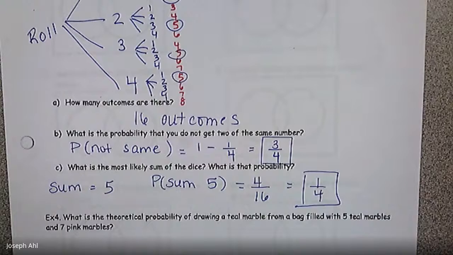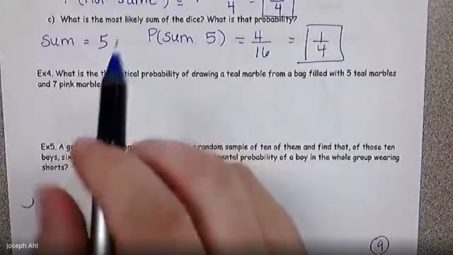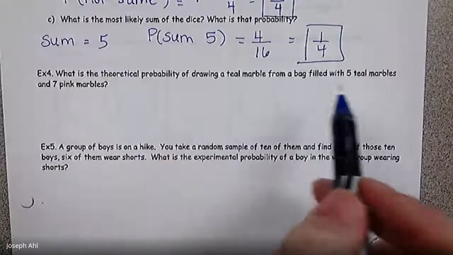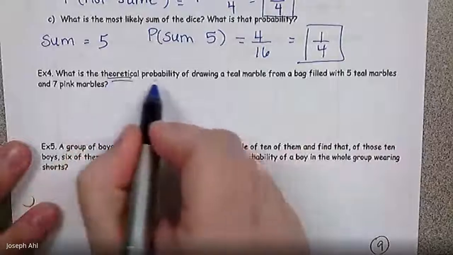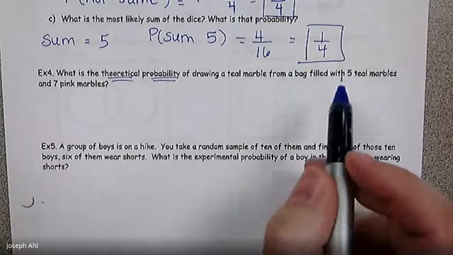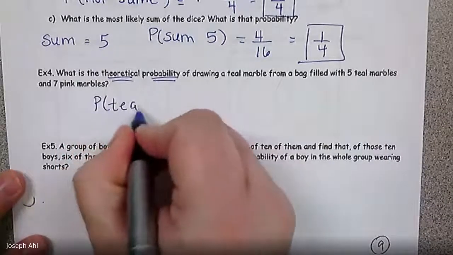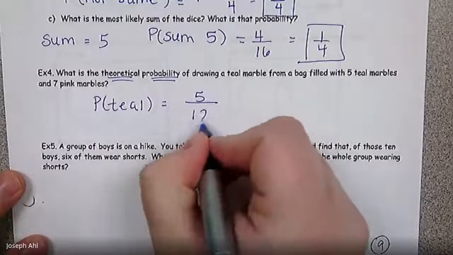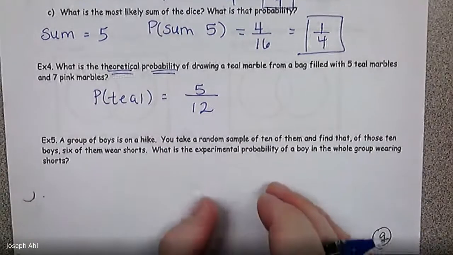All right. Example 4, a couple more examples of probability, and then we're going to move on to some set notation. What is the theoretical probability of drawing a teal marble from a bag filled with 5 teal marbles and 7 pink marbles? Pretty easy, but I just wanted to make sure that we understand theoretical probability is, in theory, what should happen. It's not necessarily that we're doing trials. That would be an empirical probability. So let's see, we have 5 teal marbles and 7 pink. So probability of getting a teal is going to be that we have 5 of them out of a total number of marbles in the bag of 12. 5/12 would be the probability there.